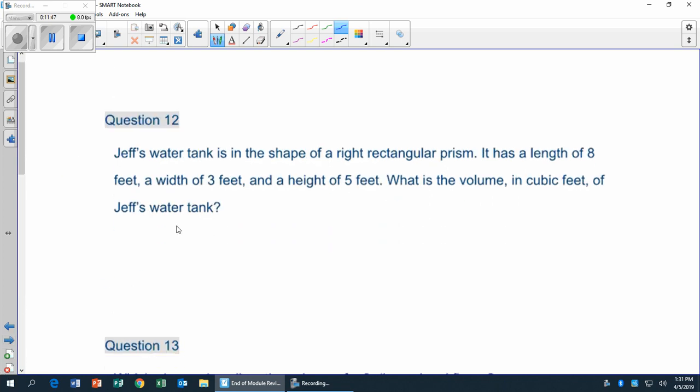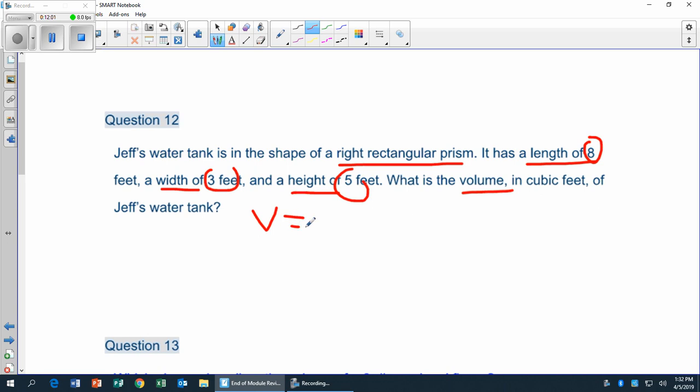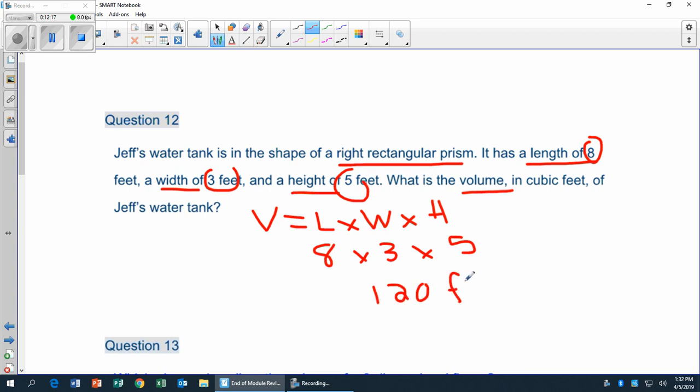Next is question 12. And on question 12, we have another right rectangular prism. The length is 8, the width is 3, the height is 5, and we want the volume, so I'm going to write my formula again. Volume equals length times width times height. And our length is 8, our width is 3, and our height is 5. And when I multiply them together, I get 120, and it's feet cubed.